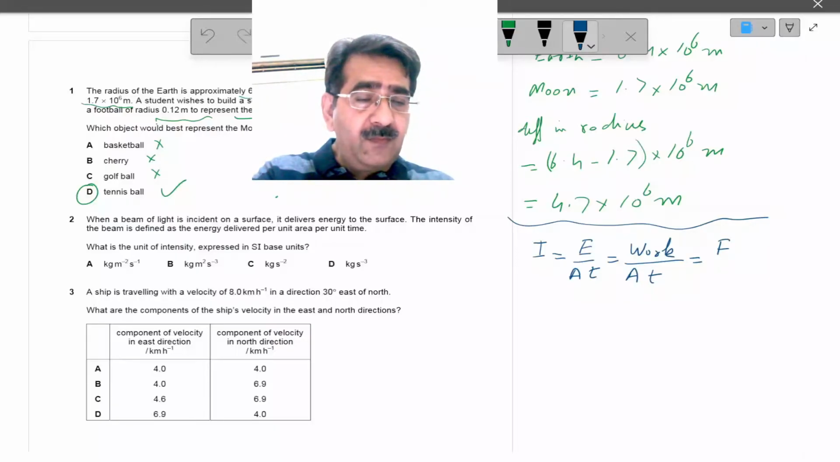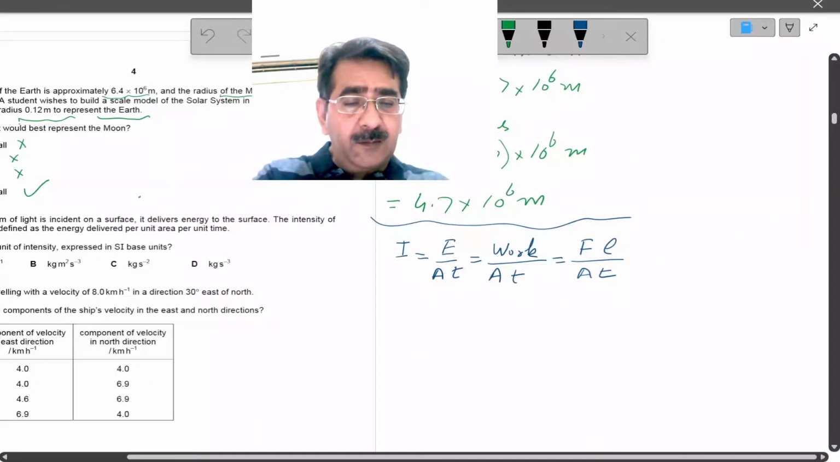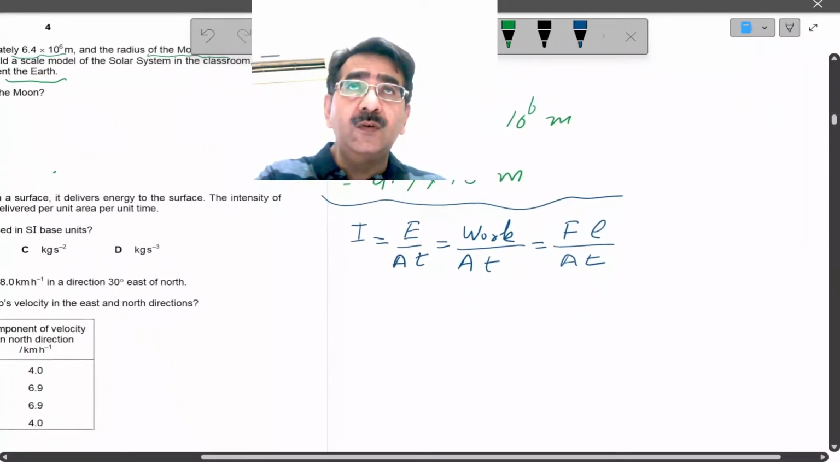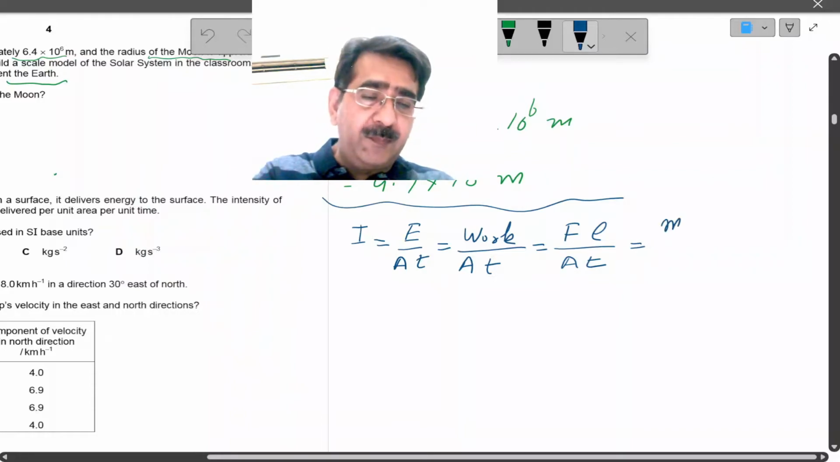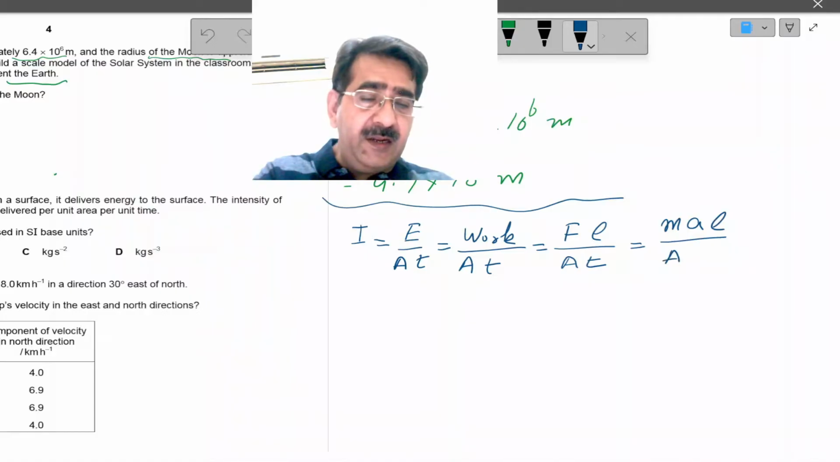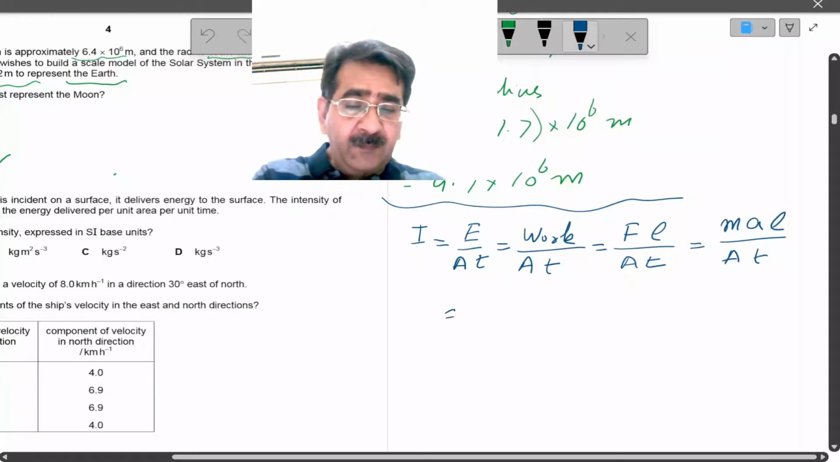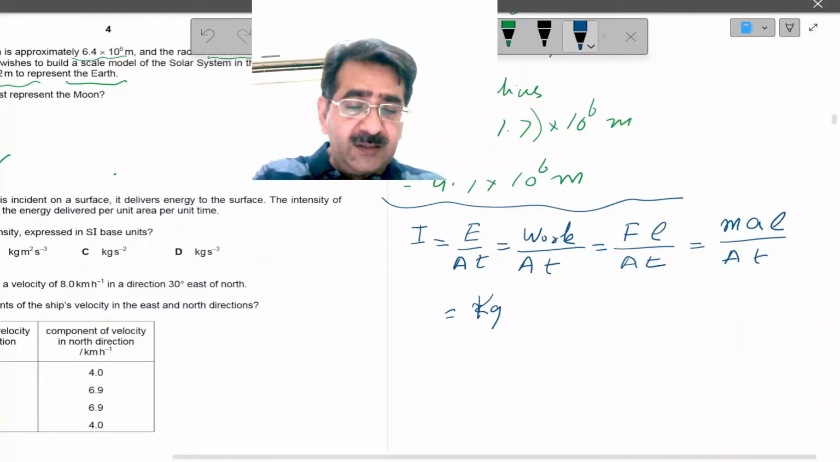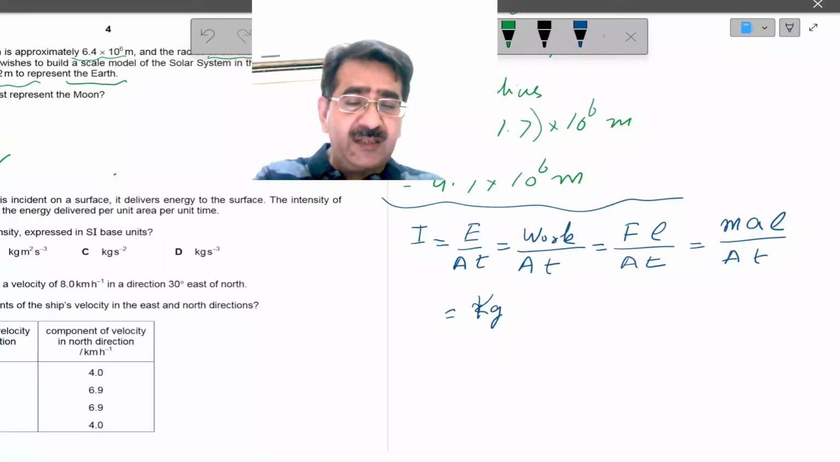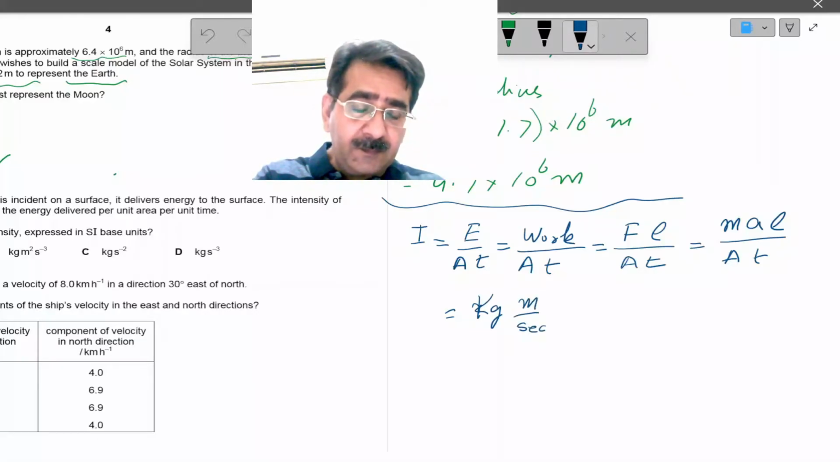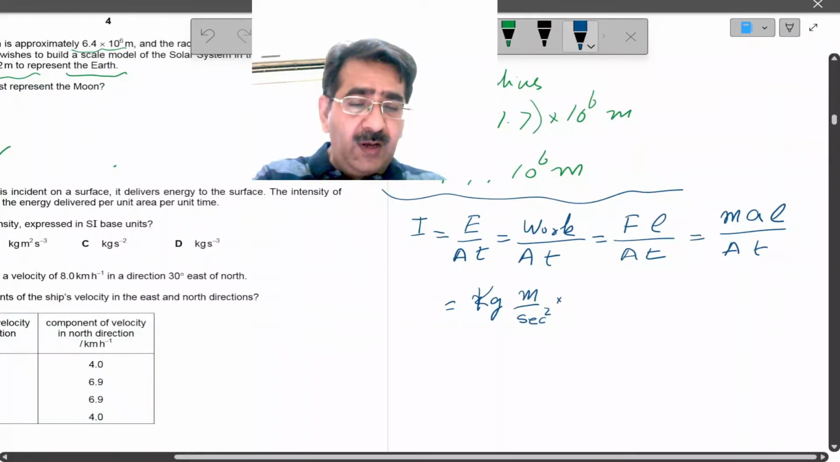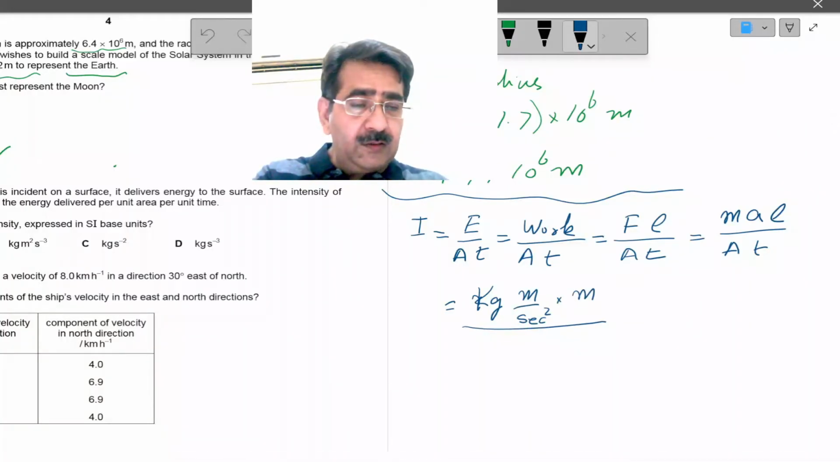Work is represented by force multiplied by distance covered, divided by A T. We know that force is mass multiplied by acceleration. The unit of mass is kilogram. Acceleration is meter per second square. The unit of length is also meter. The unit of area is meter square, because area represents the multiplication of two lengths, and T represents the second.